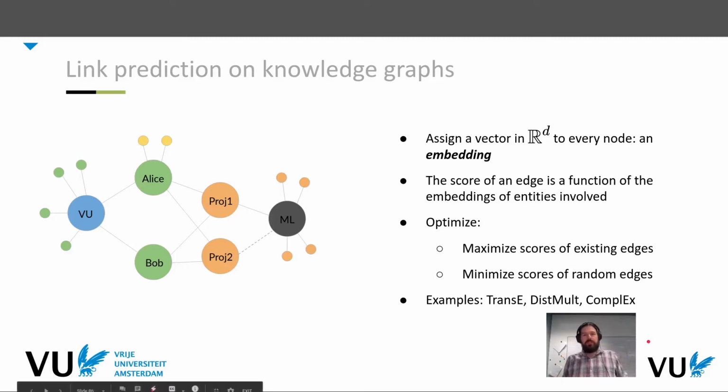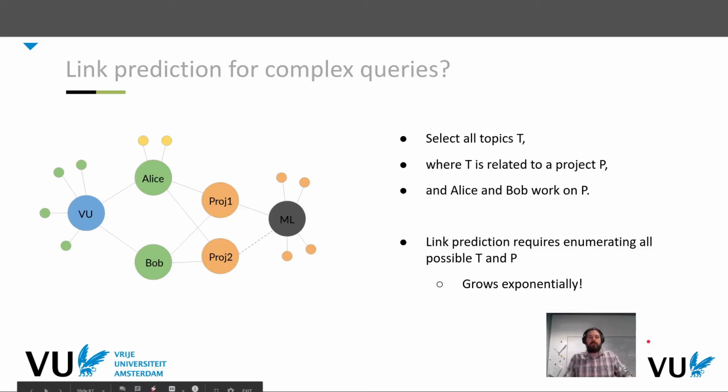Now, this is not really ideal because you have to do a lot of work. For example, let's extract this query a bit. Basically we want to select all the topics T, where T is related to a project P, and Alice and Bob both work on the project P. And now the problem is that if we want to use link prediction here, then we have to enumerate all possible pairs T and P. So we have to look at all pairs of nodes and check maybe there is a missing link here, maybe there is a missing link here, and so on. This number of missing links basically grows exponentially.